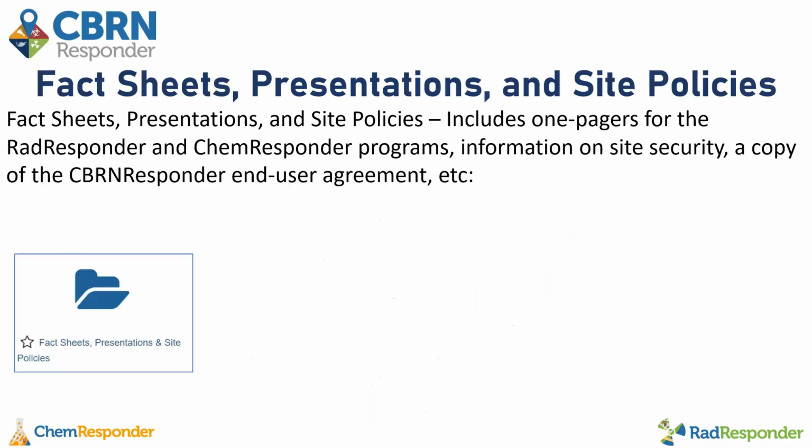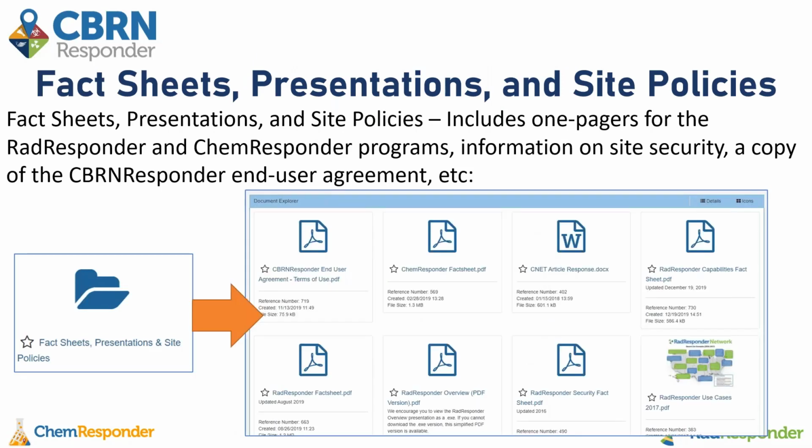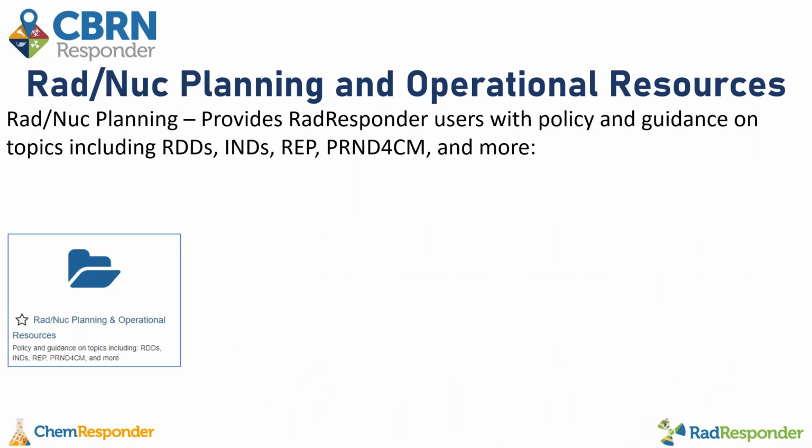The fact sheets, presentations, and site policies folder includes one-pagers for the RadResponder and ChemResponder programs, information on site security, a copy of the CBRNResponder end user agreement, etc. The RadNuke planning and operational resources folder provides RadResponder users with policy and guidance on topics including RDDs, INDs, REP, PRND for CM, and more.